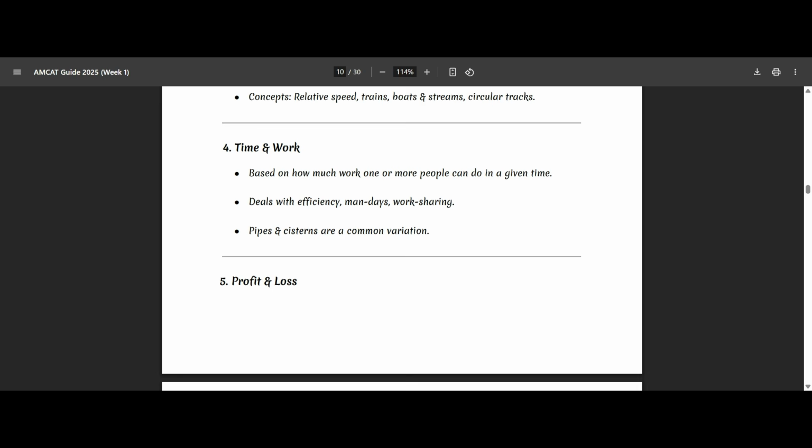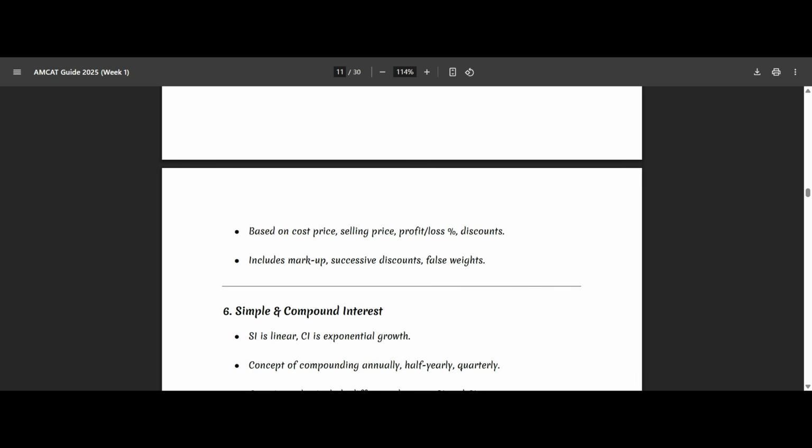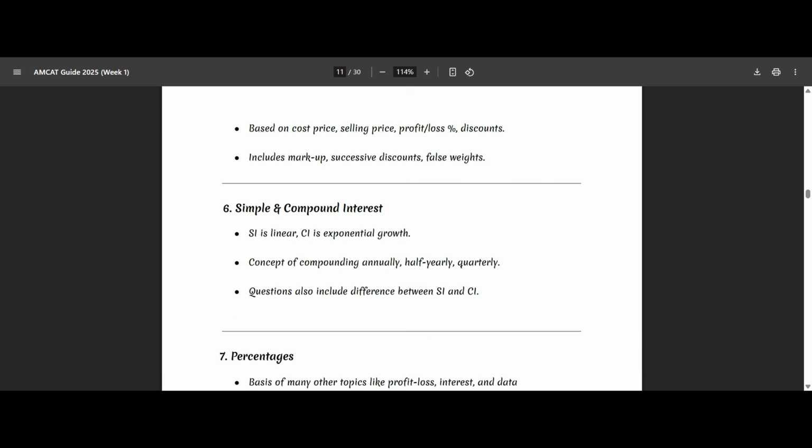Time and work based on how much work one or more people can do in a given time. Deals with efficiency, man days, work sharing. Pipes and cisterns are a common variation. Profit and loss based on cost price, selling price, profit or loss, percentage, and discounts. Includes markup, successive discounts, and false weights. So these are topics which you are already familiar with from the subject of aptitude.